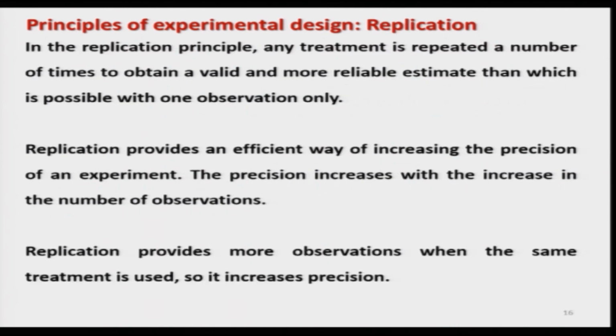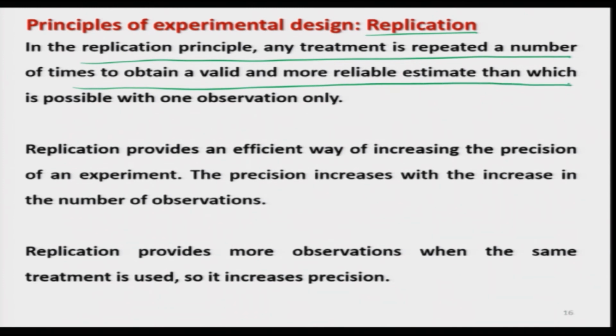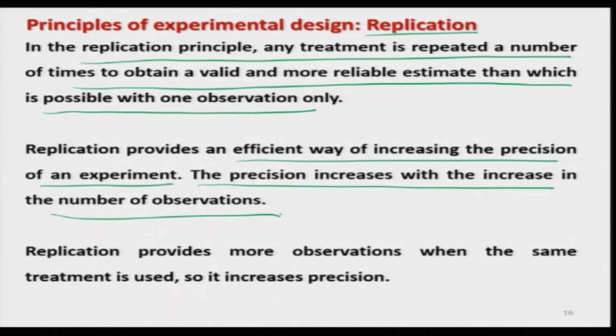Right. So, now as we said, when we use the principle of randomization, we also need the principle of replication. Right. So, in the replication principle, any treatment is repeated a number of times to obtain a valid and more reliable estimate than is possible with only one observation. Right. And this principle of replication provides an efficient way of increasing the precision of an experiment. Right. We know that the precision increases with the increase in the number of observations. As you take more observations, the variability of the estimator gets lowered, under some statistical assumptions.